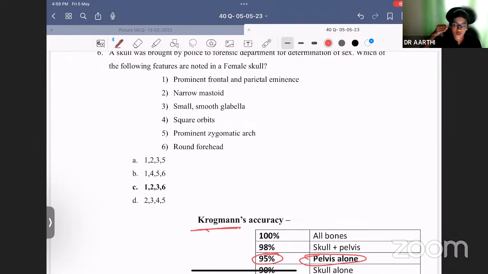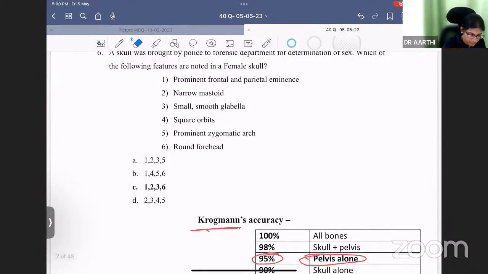The female skull, I told you, maintains that of an infant or child skull itself. So the prominences are big. Both the frontal prominence and the parietal prominences are very eminent. Very good, we agree with it.